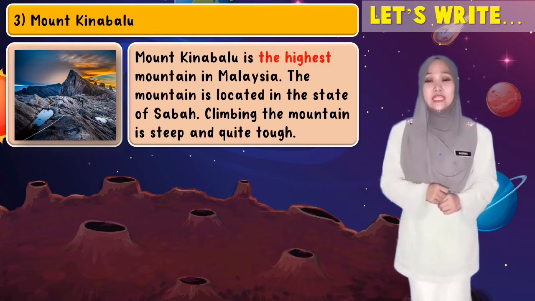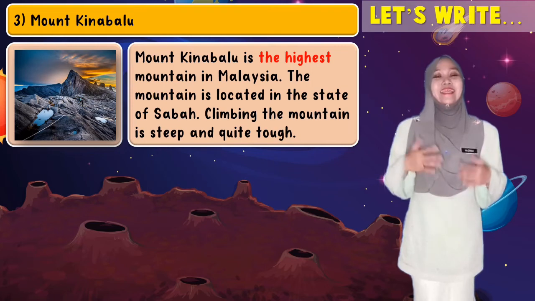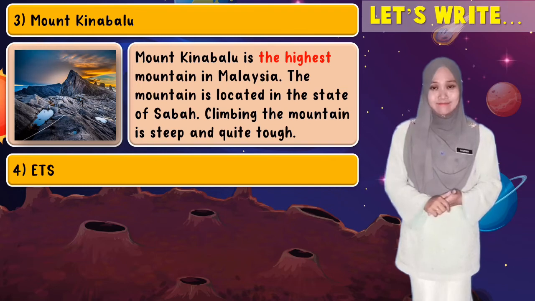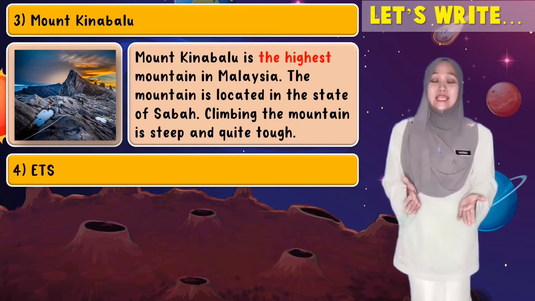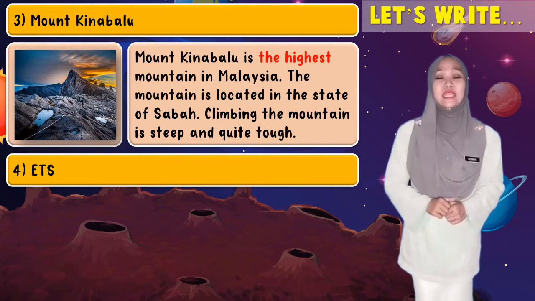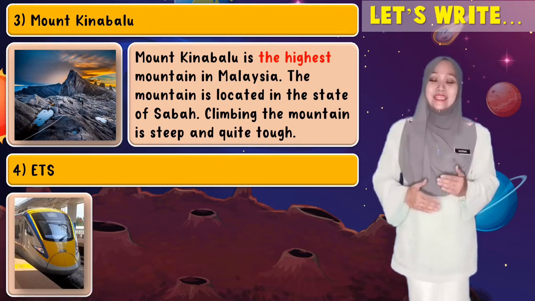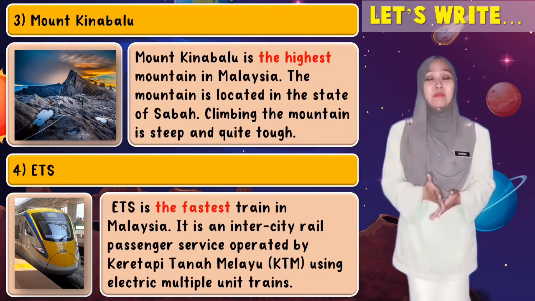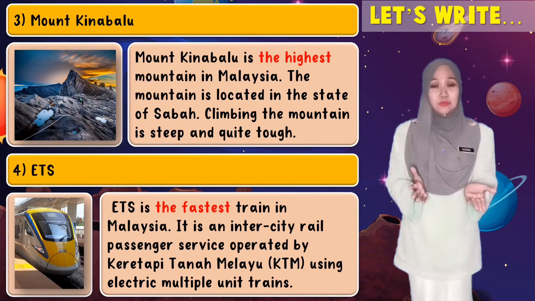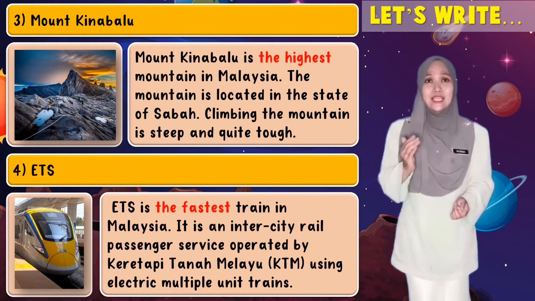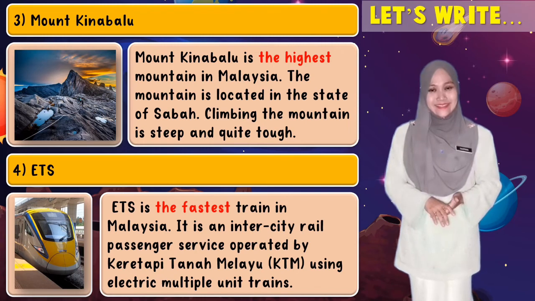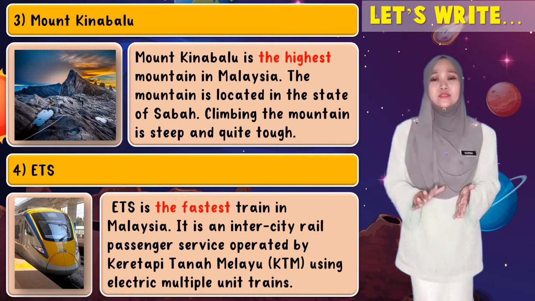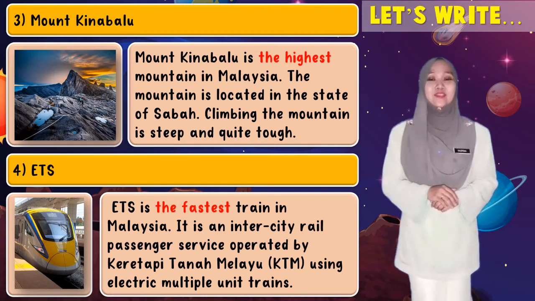Let us try to write about picture number 4. ETS, the Electric Train Service. ETS is the fastest train in Malaysia. It is an intercity rail passenger service operated by Keretapi Tanah Melayu or KTM using electric multiple unit trains. The service was introduced on 12th of August 2010.